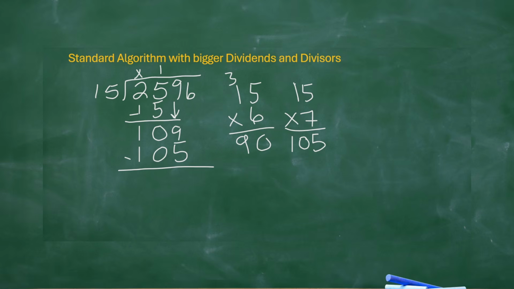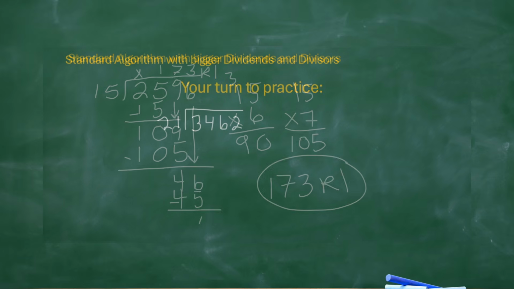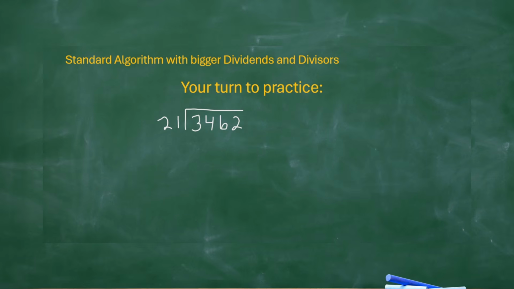So to get that 105, though, we had to put a 7 up here. And then we do our subtraction, and we're left with 4. And then I bring down the 6. And at this point, it's pretty clear I can get 3 more groups of 15 out of 46, which will give me 45, which gives me a remainder of 1. So your final answer here would be 173 remainder 1.